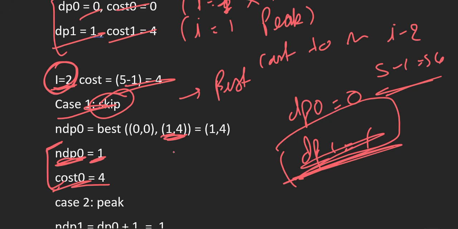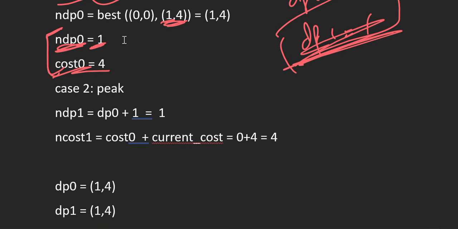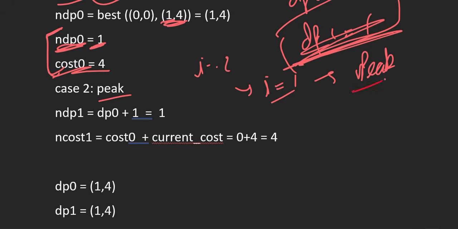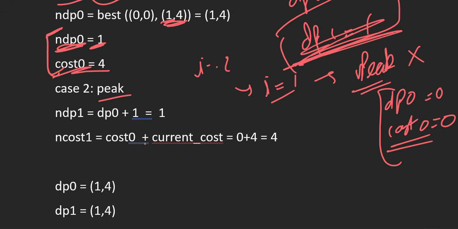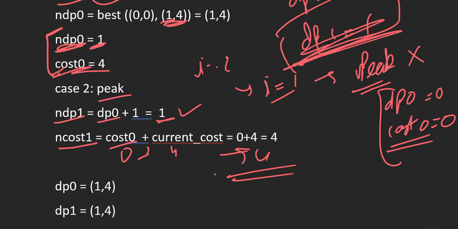Then case 2 is we make i equal to 2 a peak. If we are making i equal to 2 a peak, then i equal to 1 should not be a peak, and this is given by the dp0 state. So dp0 is 0 and cost 0 is also 0. So we use this state to compute our new dp1 and new cost 1. So 0 plus 1 becomes 1, and cost is 0 plus the current cost, which is 4, right?